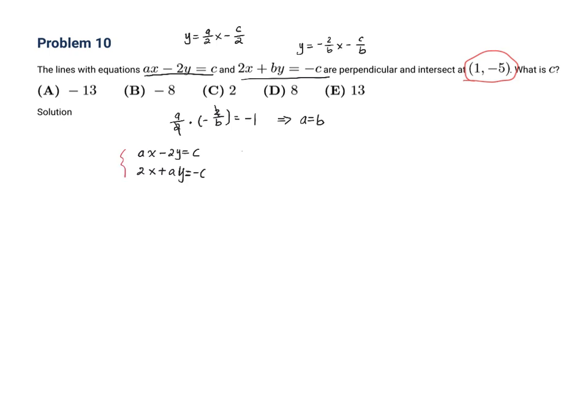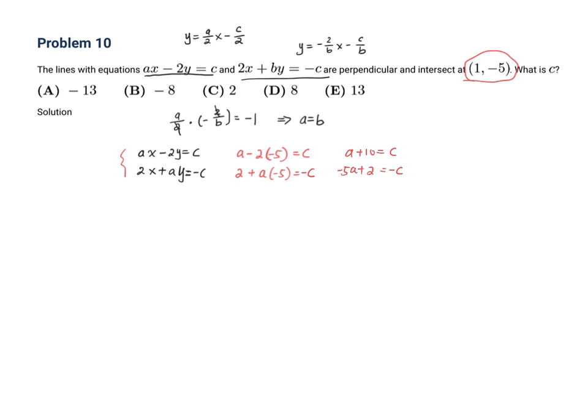Therefore, we have the following. a times 1, which is a, minus 2 times -5 equals c. And then 2 times 1 plus a times -5 equals -c. Well, we just need to solve for c. I probably would eliminate a in this case. So I'm going to say a plus 10 is equal to c. The bottom one is -5a plus 2 equals -c.